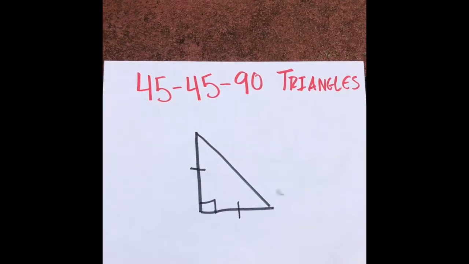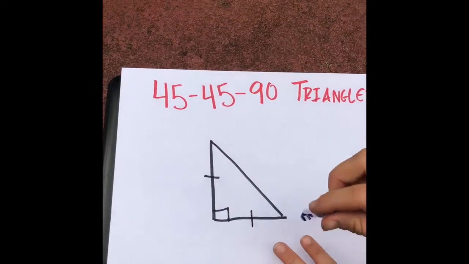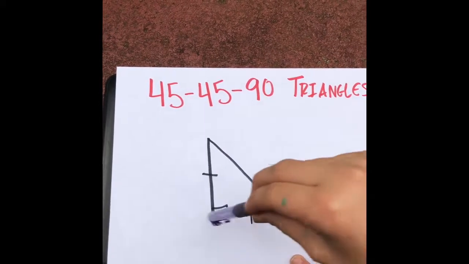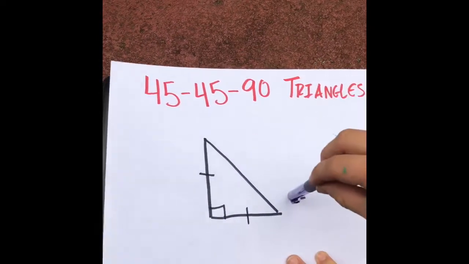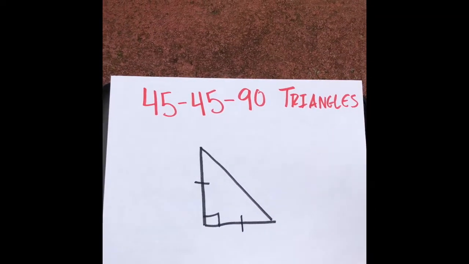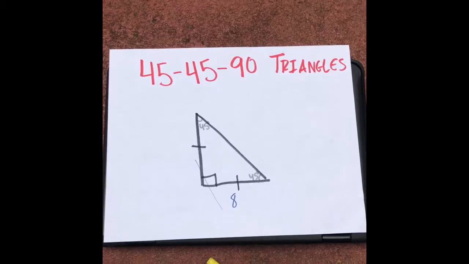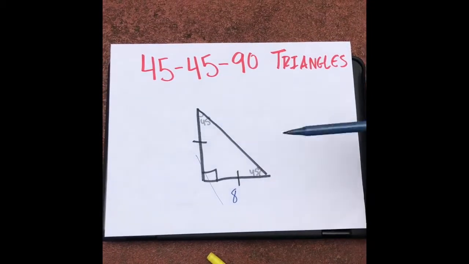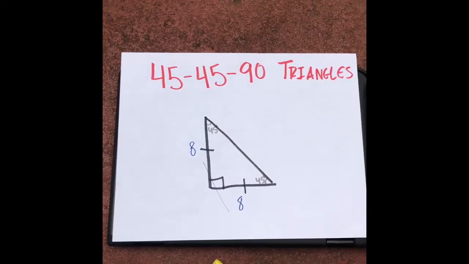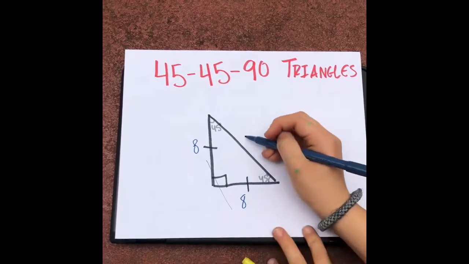Often, you will find a 45, 45, 90 triangle marked like this. And you know that both of these are 45 because these sides are even. And this is 90. So the angles have to be 90 divided by 2 because 90 plus 90 equals 180, which is 45. So if this side is 8 and it's equivalent to the other leg, then this is 8. And we know that the hypotenuse is 8 times the square root of 2.